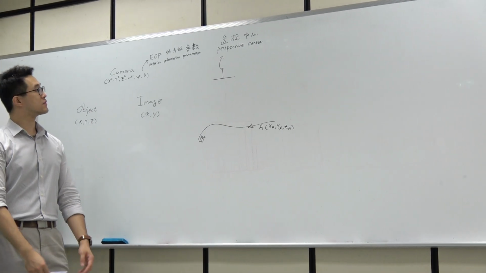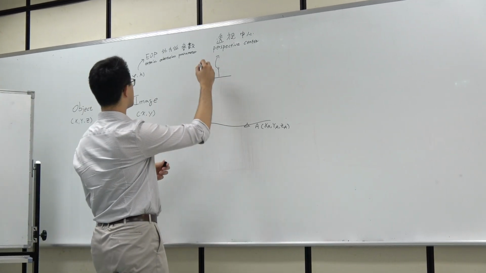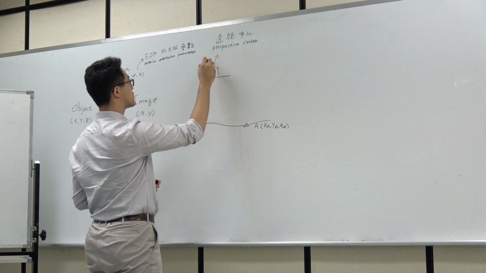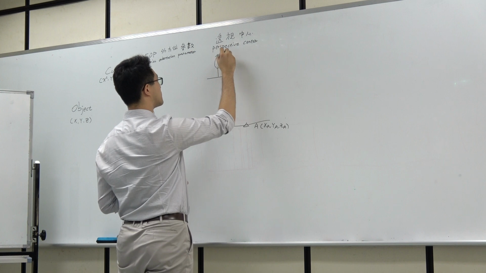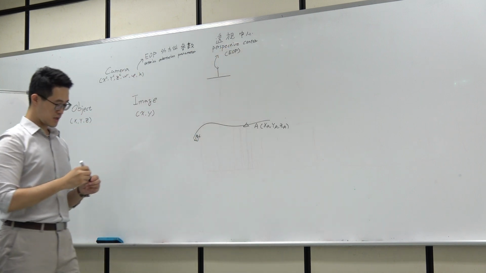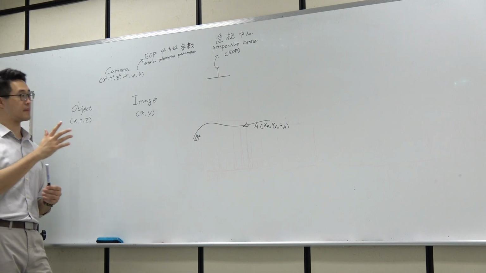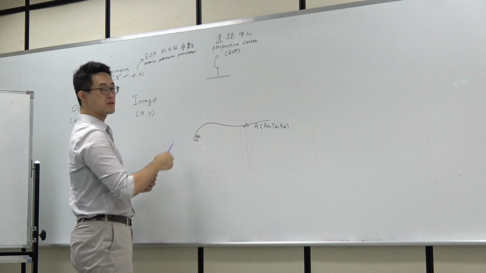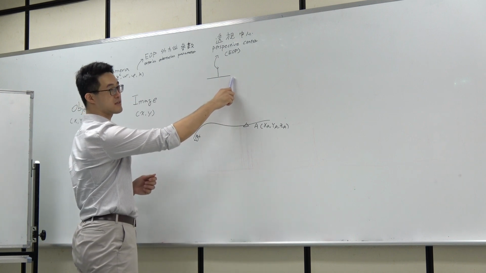Okay. So this is described with the EOP. So it has a certain EOP. EOP is over here, right? So the XC, YC, ZC, and omega, phi, kappa. And here, this is the image. So I use this to indicate the image.